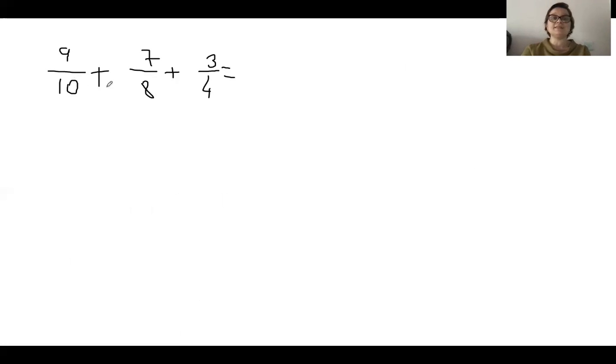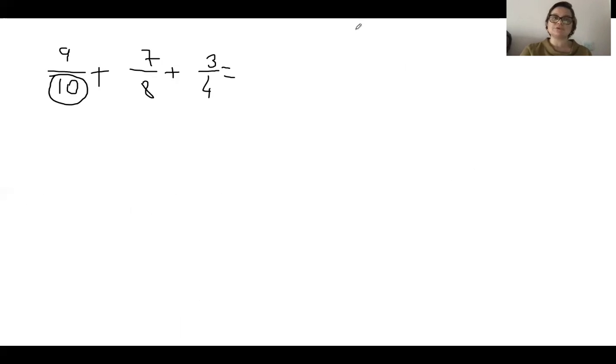We have 9/10 plus 7/8 plus 3/4. So 3 different fractions, 3 different denominators. Again, we are going to look at the largest denominator, which is 10, and I'm going to circle it here. And then ask yourself a question. Is 10 a multiple of 8 and a multiple of 4? No, it's not.